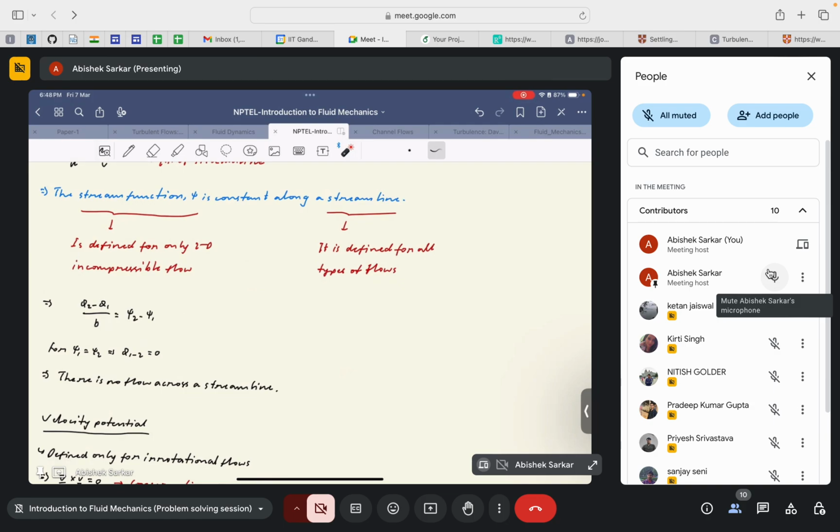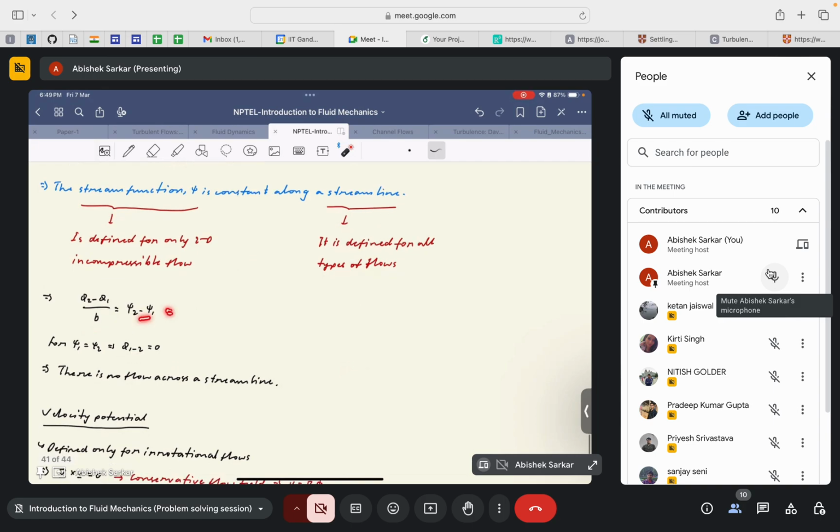There was again one extensive derivation conducted by Prof. Chakraborty, which concluded that Q2 minus Q1 by B, the mass flow rate between two streamlines, can be given by this expression. It tells us that if psi1 is equal to psi2, then Q12 will be equal to 0. If you have psi1 equal to psi2, then this term would be equal to 0, so the net volume flow rate is equal to 0. So it basically tells us that there is no flow across a streamline.